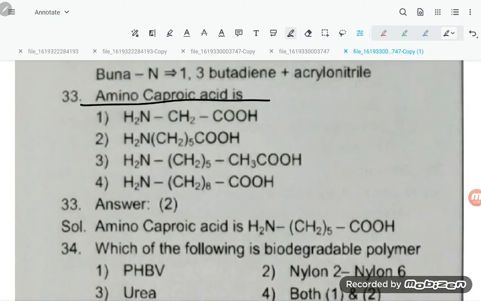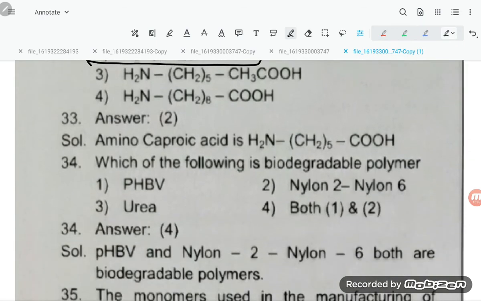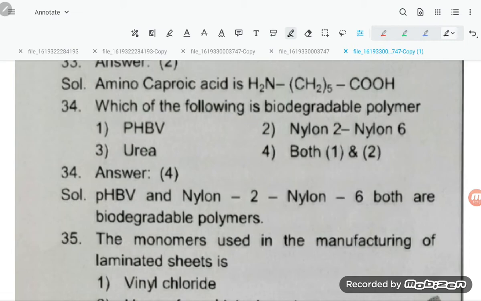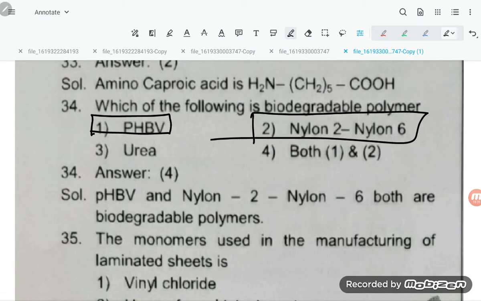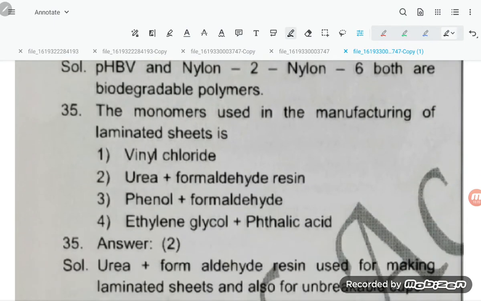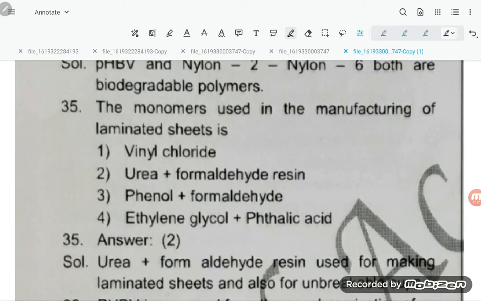Aminocaproic acid is NH2(CH2)5COOH. This is aminocaproic acid. Which of the following is a biodegradable polymer? That is PHBV and nylon 2, nylon 6. These are the biodegradable polymers. This is a direct NCERT question, student.